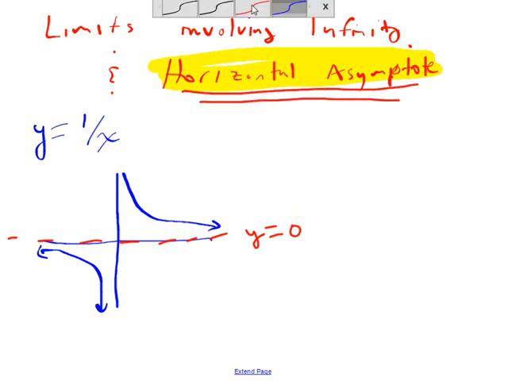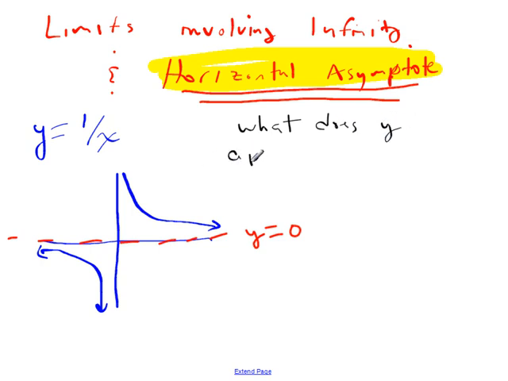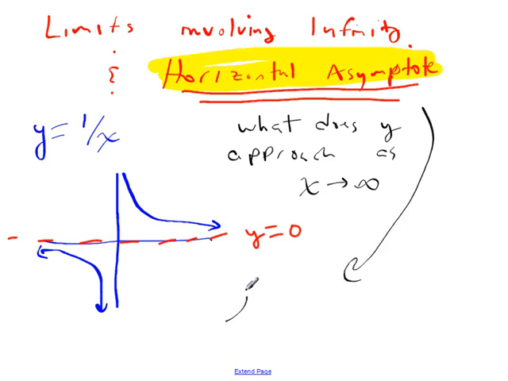The horizontal asymptote is saying, what does y approach as x approaches infinity? So the horizontal asymptote is really, and you were doing this in pre-cal, it's just the limit as x approaches infinity of my function. And this equals some value, and we'll call that value L.